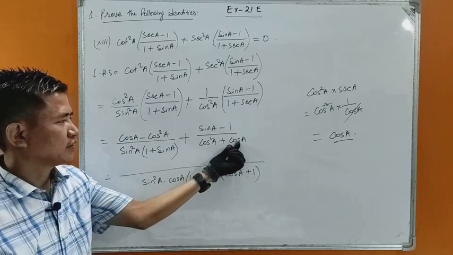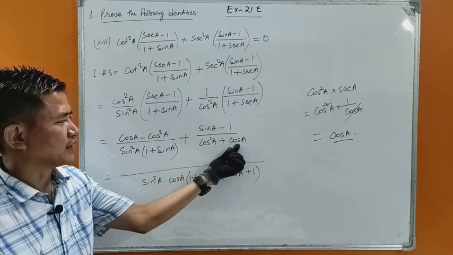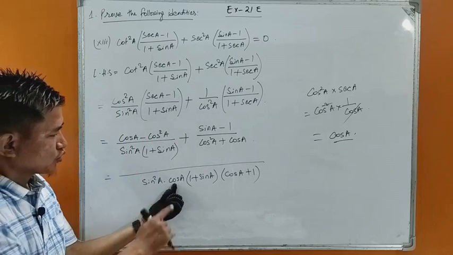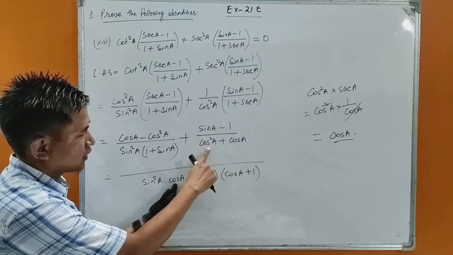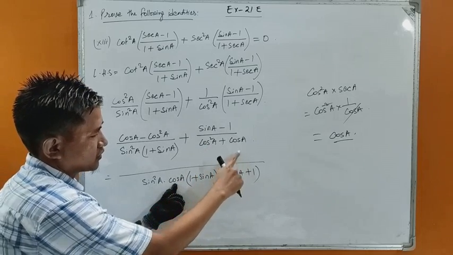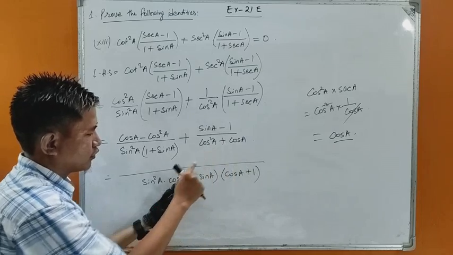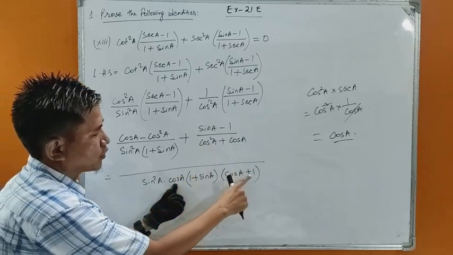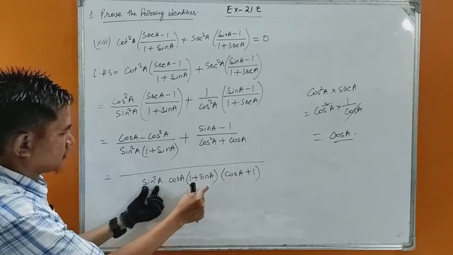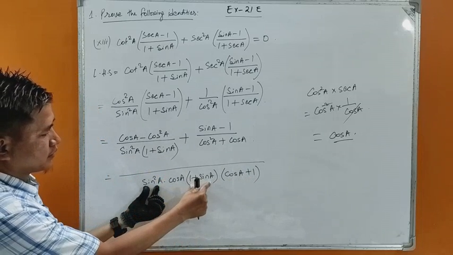From this cos square A and cos A, I take cos A common here. So cos A into cos A is cos square A, cos A into 1 is cos A. So from these two, I took cos A common, (cos A plus 1) remains within the bracket, and this sin square A and (1 plus sin A) remain as they are.